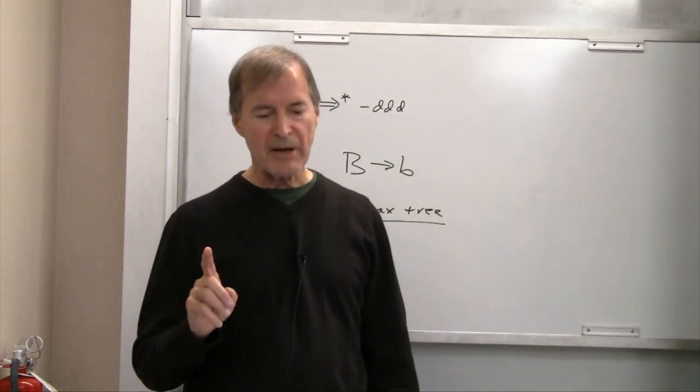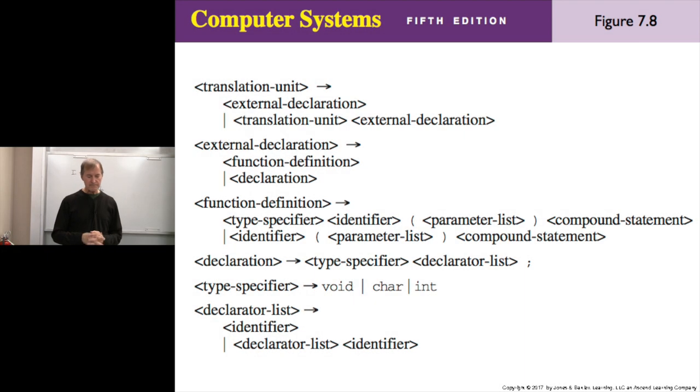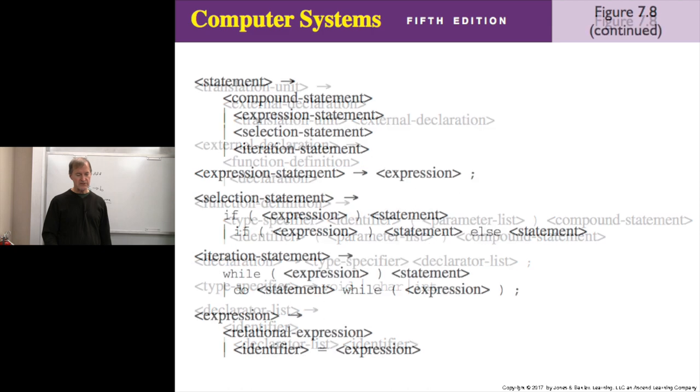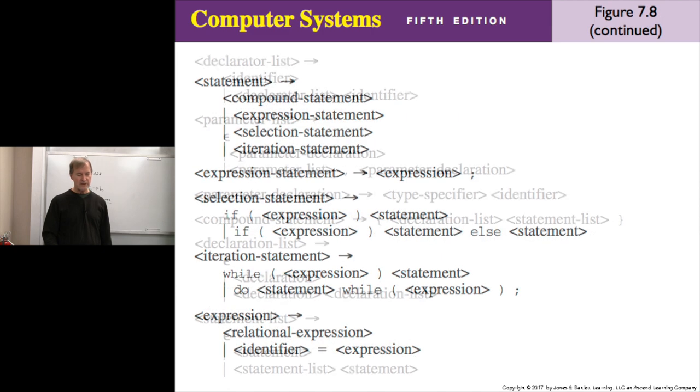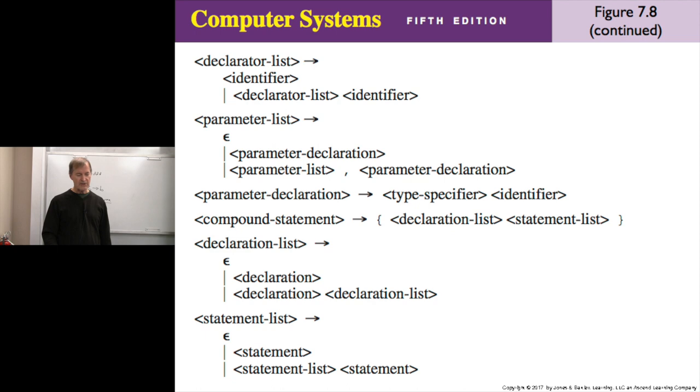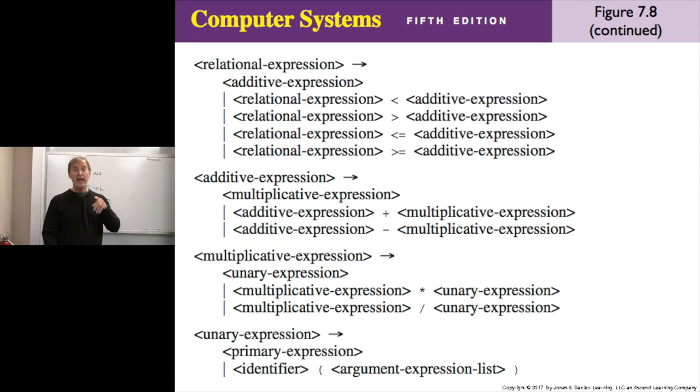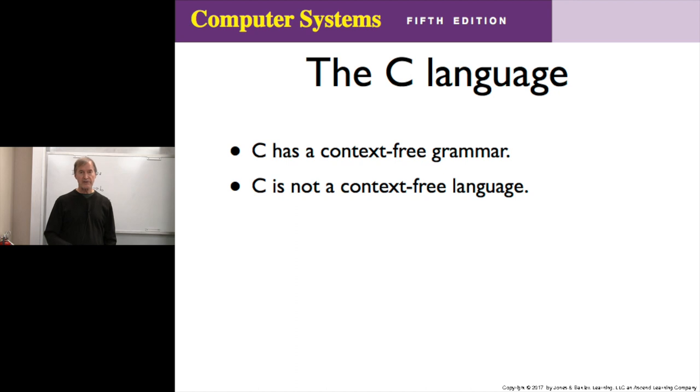Now, I want to make one more point about the C language. Let's go back and look at these production rules. What does it look like here in figure 7.8? What is on the left-hand side of every arrow in figure 7.8? What's on the left-hand side of every production arrow? A single non-terminal. Is everybody clear on that? It's a single one. So what do we know about the C grammar? It is context-free.